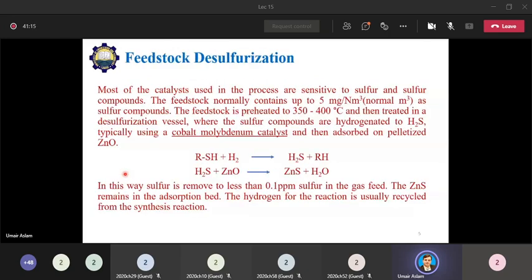Now, desulfurization of the hydrocarbons takes place in two steps. In the first step, we basically hydrogenate sulfur compounds. This is the hydrocarbon which has sulfur. So we react this hydrocarbon having sulfur with hydrogen. As a result, this sulfur is converted into hydrogen sulfide. So this is the first step, hydrogenation of the sulfur compounds.